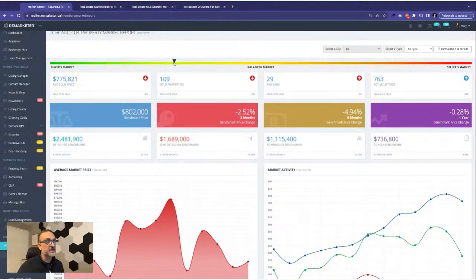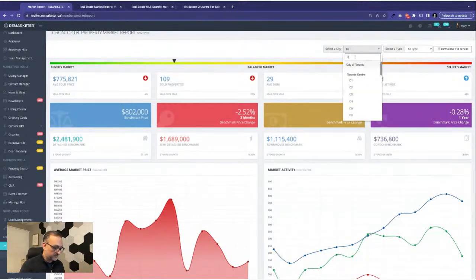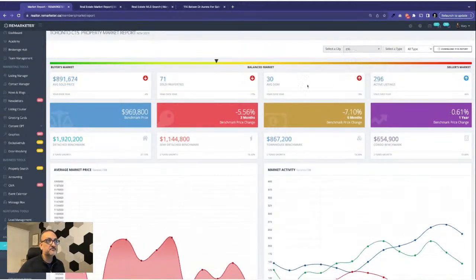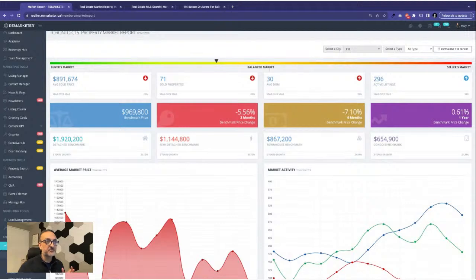It's even further down towards the buyer's market situation right here. Let's do a C15. Now it moves back up. So you can see every pocket is different. So it's much better if you just select the pocket that you want to study and focus on the numbers and statistics that you got there.